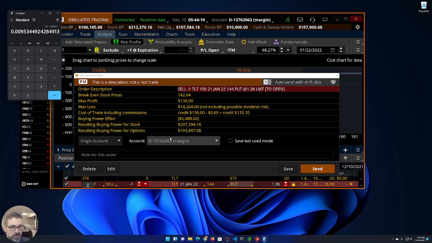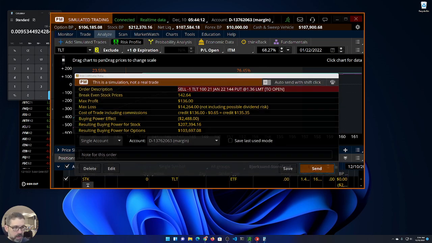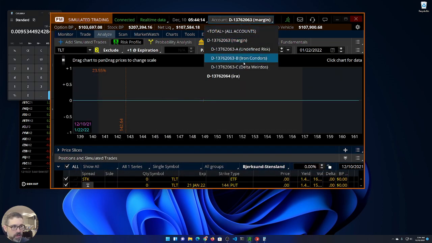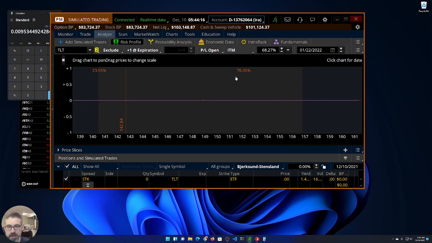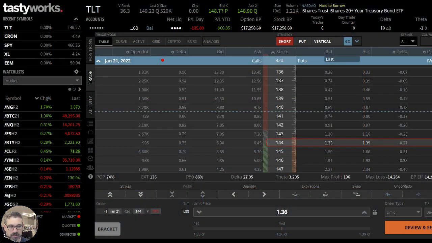I'm going to go ahead and put this trade in my margin account, and then I'm going to switch over to an IRA account and build out a trade that will give us a much lower capital requirement and a better return on capital. So let's pull up, believe it or not, Tastyworks.